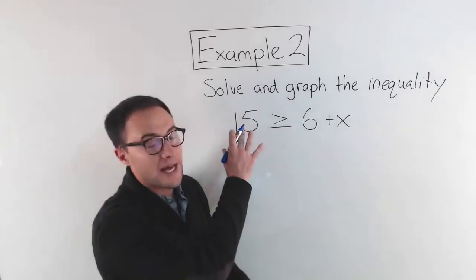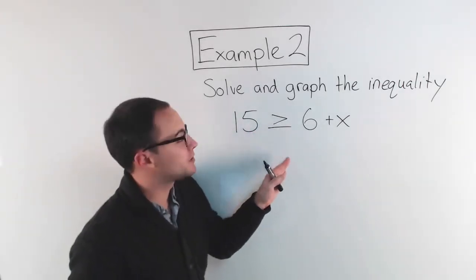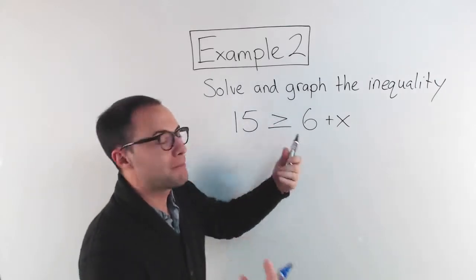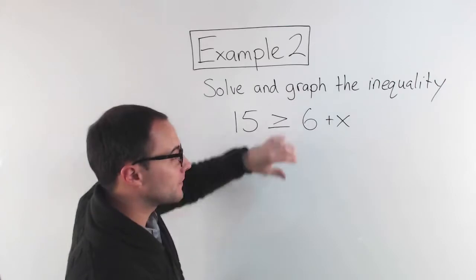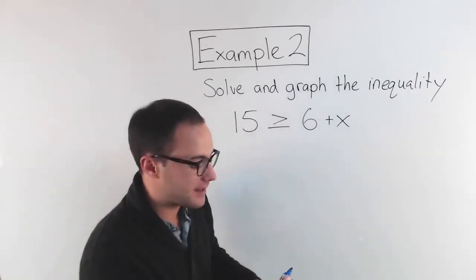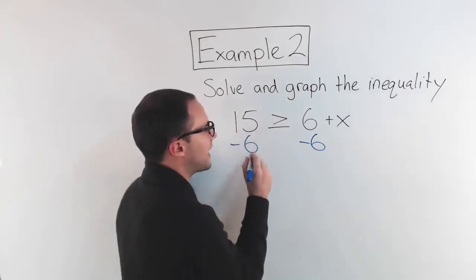Example 2. Again, solve and graph the inequality. We have 15 is greater than or equal to 6 plus x. My goal stays the same. I'm trying to get the variable alone. I've got this 6 that I need to get rid of, so I'm going to subtract 6 from both sides.